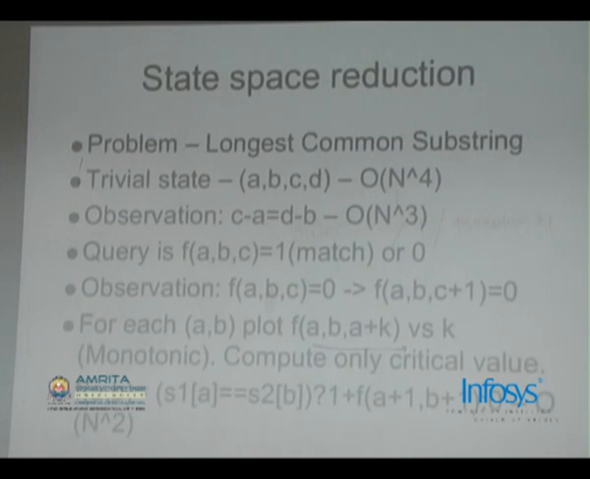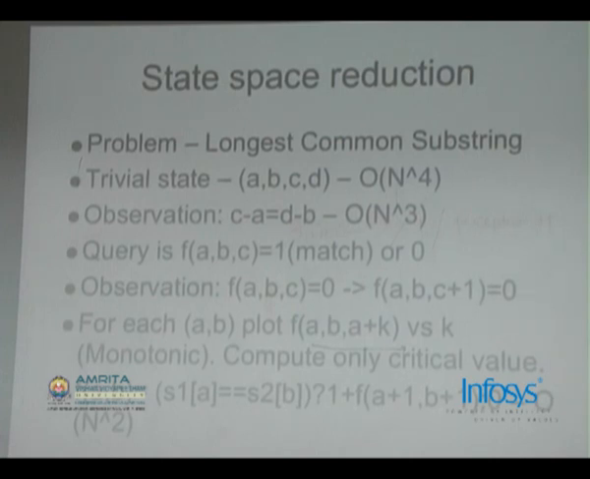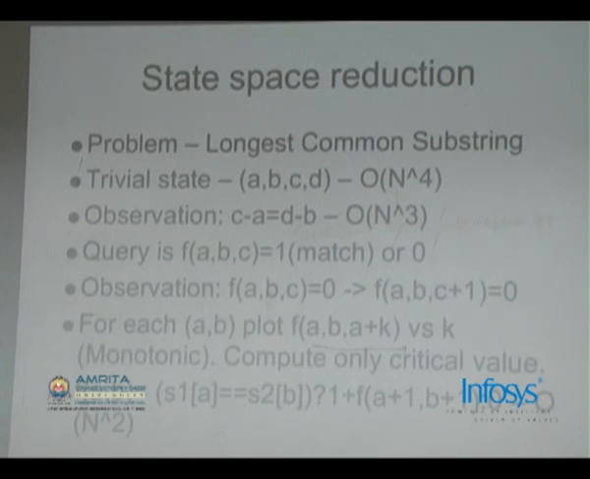F of a comma b is, if s1 of a equal to s2 of b, then it is equal to 1 plus f of a plus 1 comma b plus 1. Otherwise, s1 of a is not equal to s2 of b, so the longest common subword for that will be 0. That's a ternary operator used there. So if s1 of a is s2 of b, then f of a comma b is 1 plus f of a plus 1 comma b plus 1. Else if s1 of a is not equal to s2 of b, it's equal to 0.